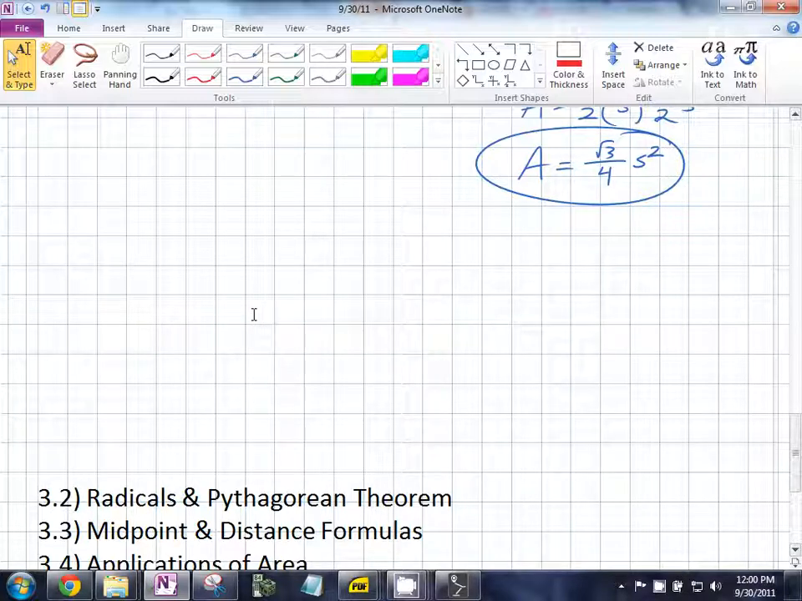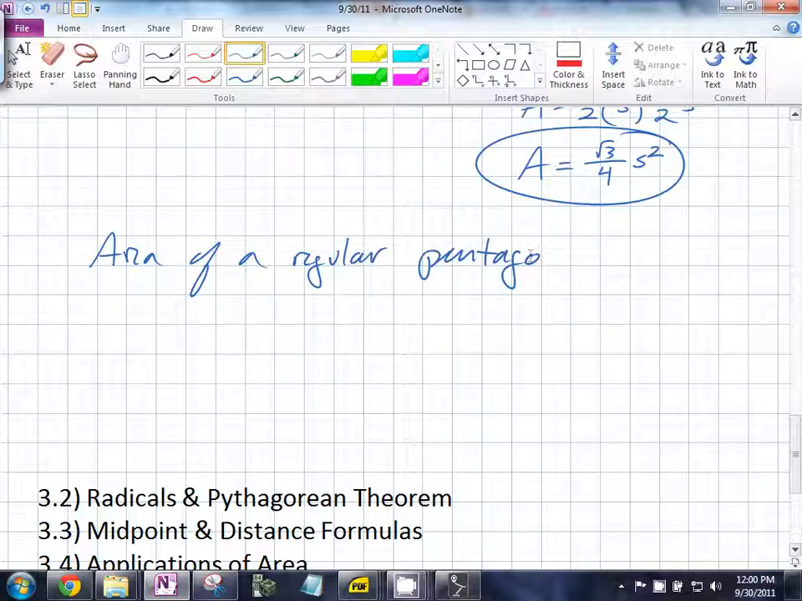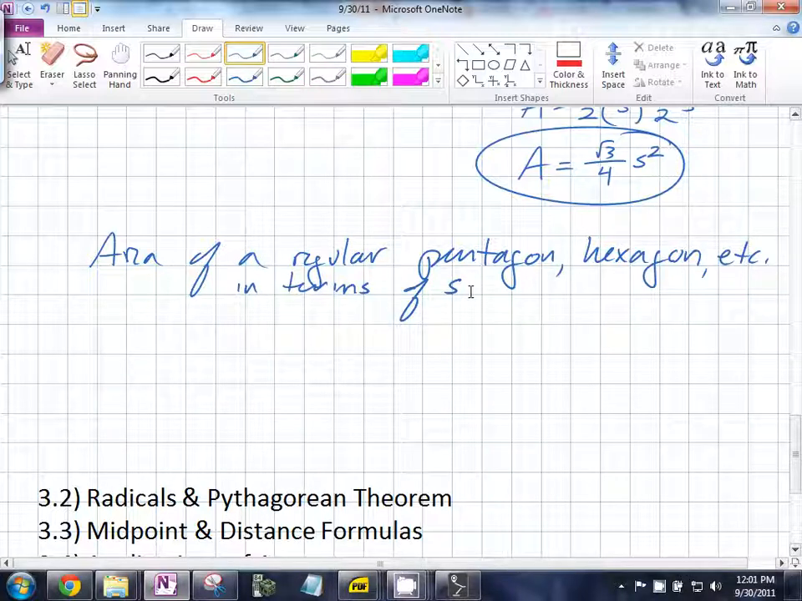Let's try looking at a pentagon. How many sides in a pentagon? We have 1, 2, 3, 4, 5, and they're all going to be S, S, S, S, and S. Correct. So we're trying to find the area of that shape. Any ideas about how we could go about doing that?